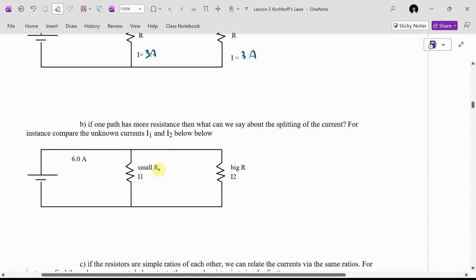If one has more resistance, so big resistance, think skinny, narrow trail, I'm telling you, I2 is going to be smaller than I1. Big resistance, you can't get as many skiers on it.